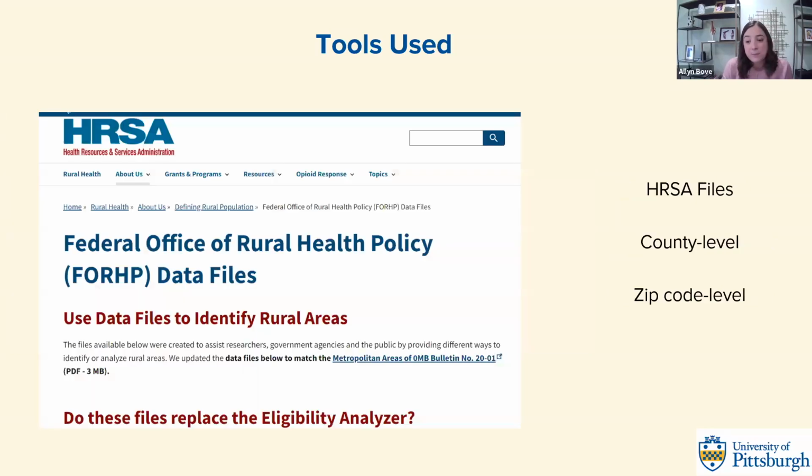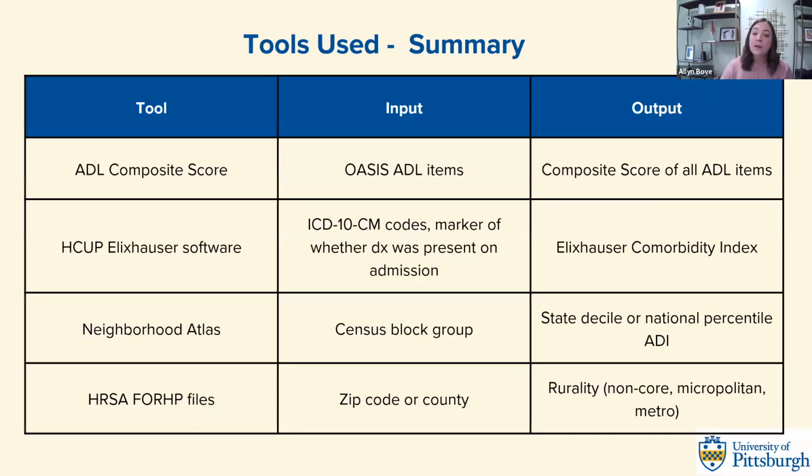And finally, we used patient zip codes to put into HRSA files, the Health Resources and Services Administration, to categorize each patient as residing in a rural area or a non-rural area. So this table just depicts the inputs and outputs for each of the tools described in the previous 4 slides. And if you're interested in any of those tools, you can pause here or pull up the slide deck and look at what information you would need as an input and what you would get as an output for each of these tools.